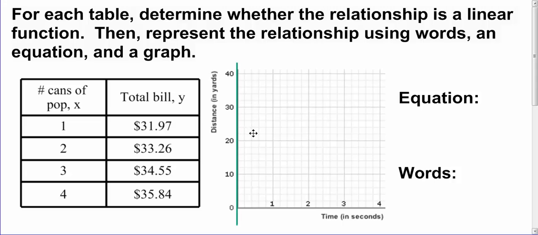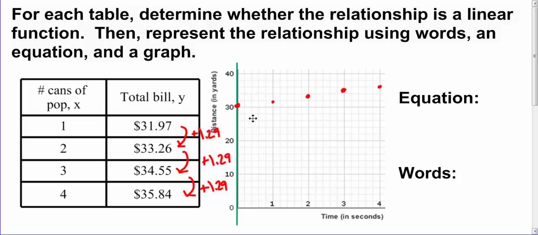All right, last one. Basically the same instructions. Here's what I would look at. We have constant change in the number of cans of pop. The other thing I noticed is we have constant change in cost. Each one of these steps is an additional $1.29. So when we graph this, 1 and 31.97, and there's just a little approximation going on here. So I've got my 4 points plotted now, and I'm going to look at describing this in terms of an equation and also in terms of words.